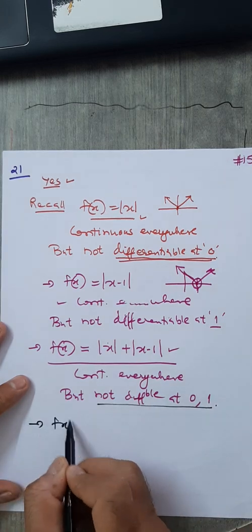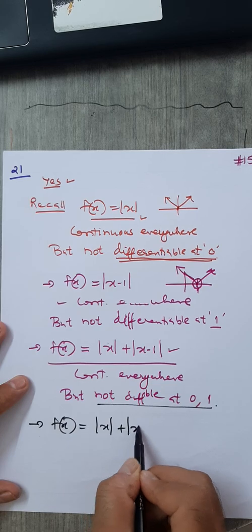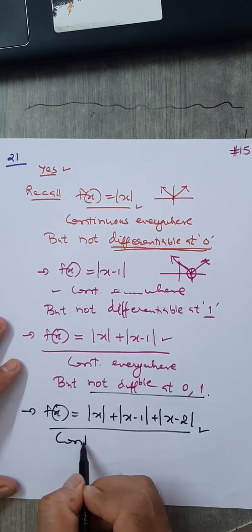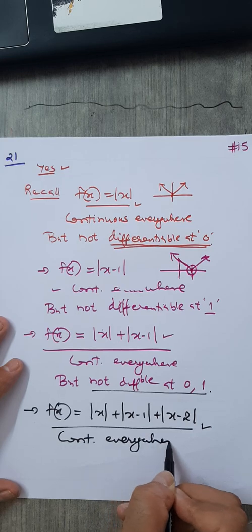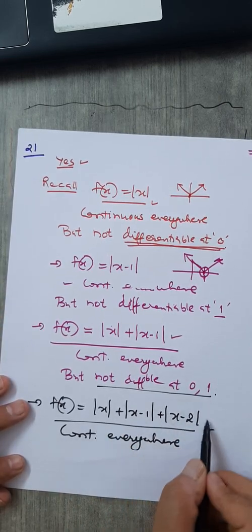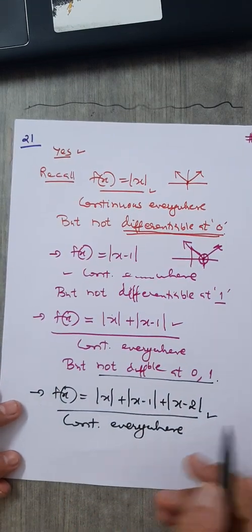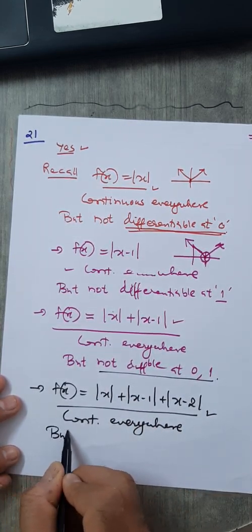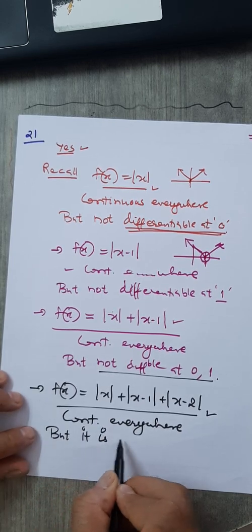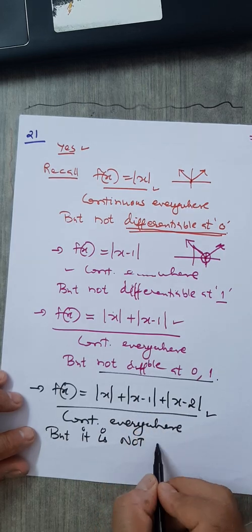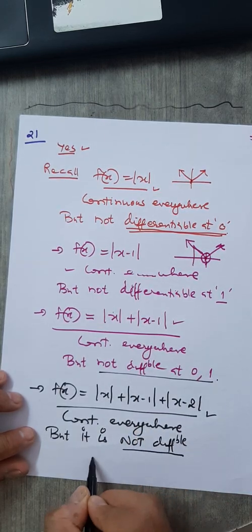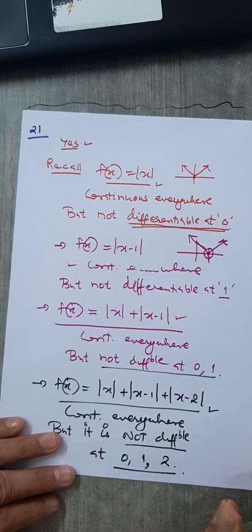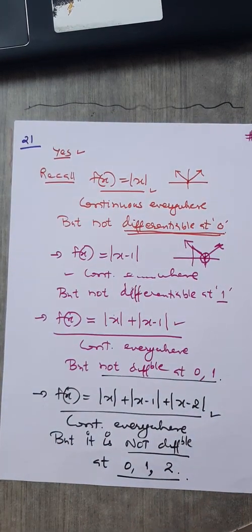If I take this function, for example, f(x) equals modulus x plus modulus x minus 1 plus modulus x minus 2, then this is continuous everywhere, remember. With the help of Google, you can draw the graph of this. You will find many standard websites where you can draw it. You will realize there will not be any break. But it is not differentiable at 3 points, 0, 1 and 2. It can be asked for any number of points, remember. This should be clear to you.